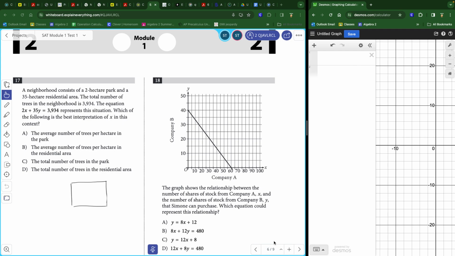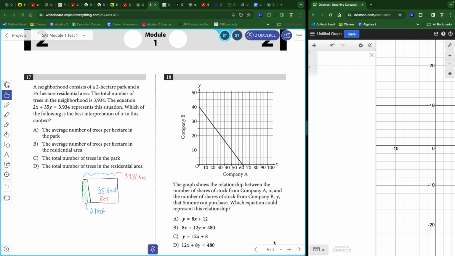So not a very big park. I'm going to make my park go the long ways here. So this is the park, and that's 2 hectares, a measure of area, and this area is 35 hectares. I forget the abbreviation for hectare, so I'm using hectare. The total number of trees in the neighborhood, okay, so the whole thing is the neighborhood. This inside here is residential. So trees in the whole thing is 3,934 trees.